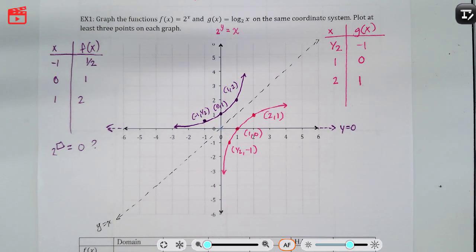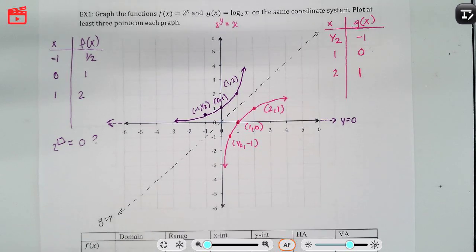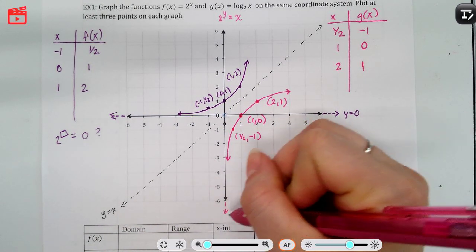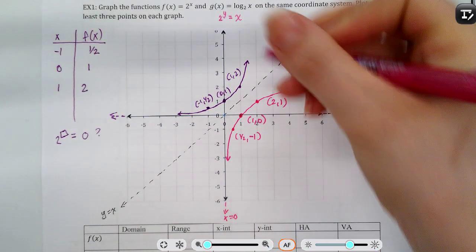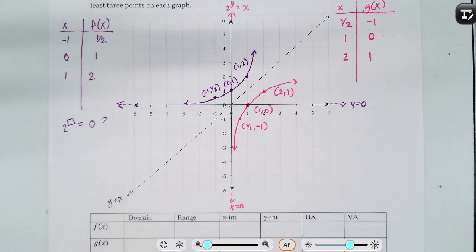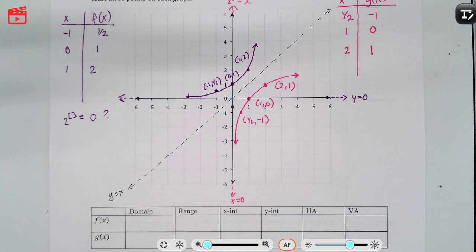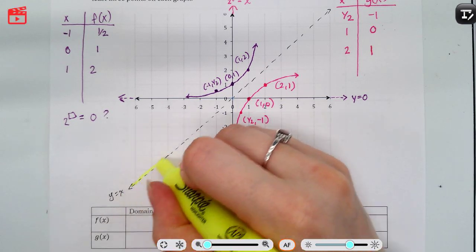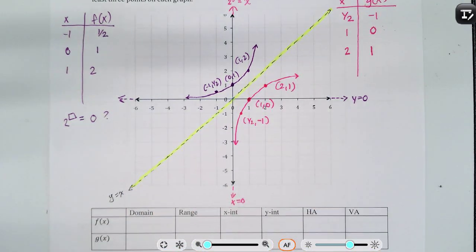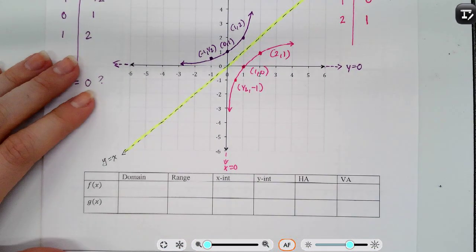So the question is, does g of x have an asymptote? And yes, it does. It has the asymptote here at x equal to 0. So these guys are inverses along this line here. All right, so let's take a look at the domain.